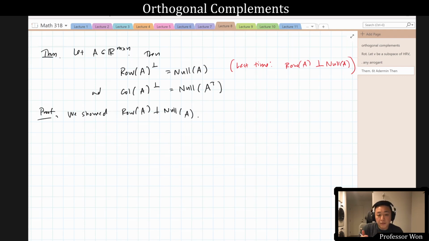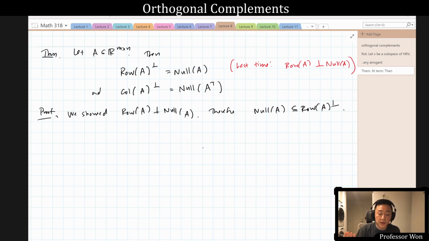Right, that means that we showed that every vector in the null space of A is orthogonal to every vector in the row space of A. So this means that certainly the null space of A sits inside of the orthogonal complement. Right, the orthogonal complement is every vector that's orthogonal. The null space is at least some vectors that are orthogonal to the row space of A. We just need to show the opposite inclusion, right?